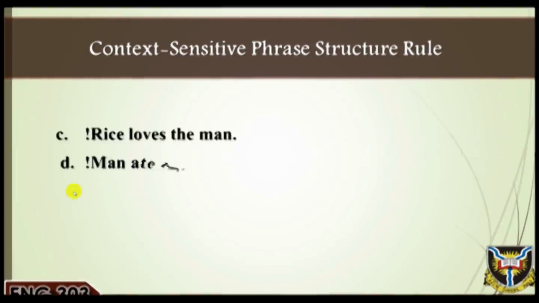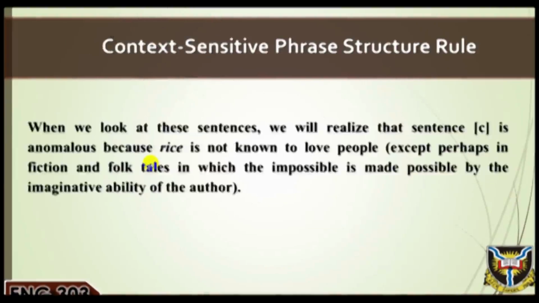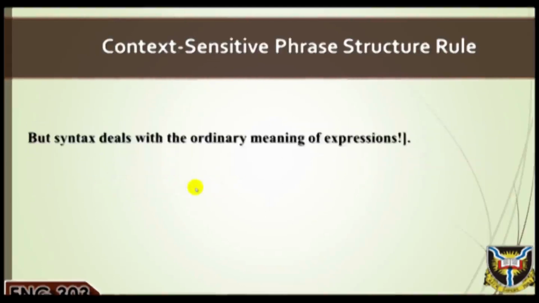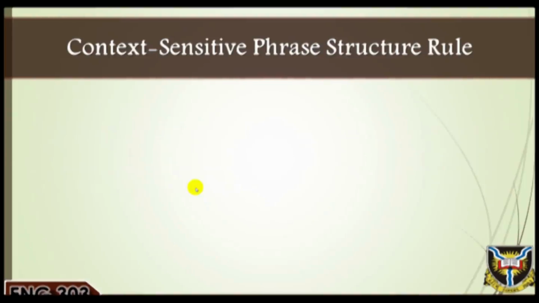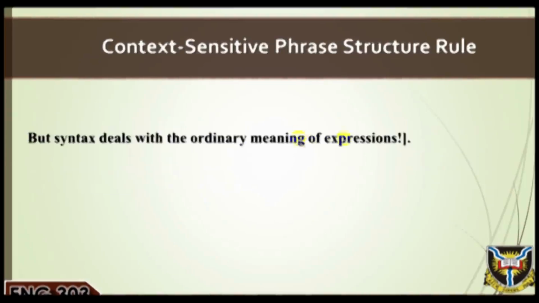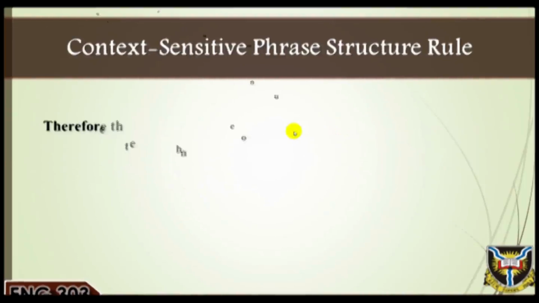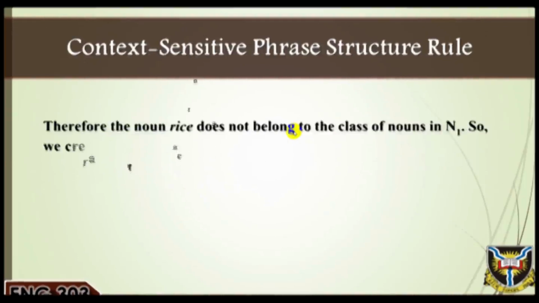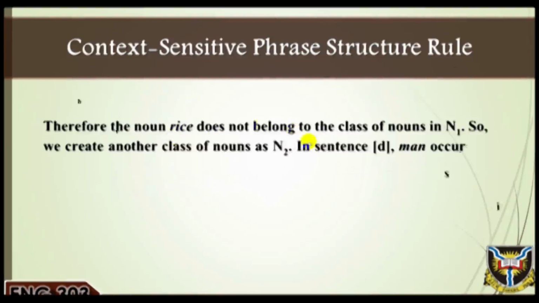C. Rice loves the man. D. Man ate rice. When we look at these sentences, we will realize that sentence C is anomalous because rice is not known to love people, except perhaps in fiction and folk tales in which the impossible is made possible by the imaginative ability of the author. But syntax deals with the ordinary meaning of expressions. Therefore, the noun rice does not belong to the class of nouns in N1. So we create another class of nouns as N2.